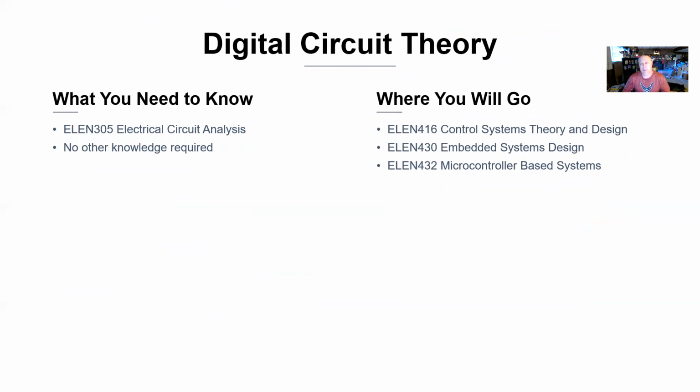The next course in the series that's recommended is ELEN 416, Control Systems Theory and Design. That's not really based on any type of digital technology, but later on, you can actually move into ELEN 430, Embedded Systems Design. That's taking your digital circuit theory and designing more complicated processors to be embedded in a circuit board and maybe a communication system or a radar or something like that.